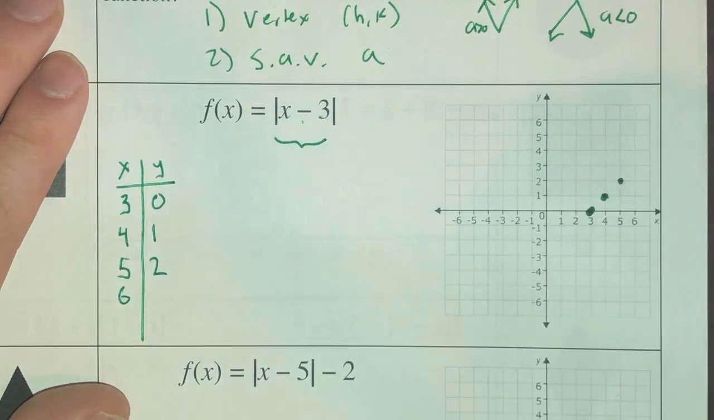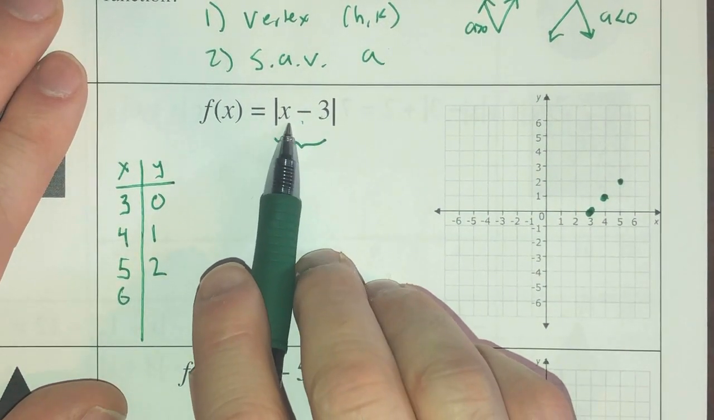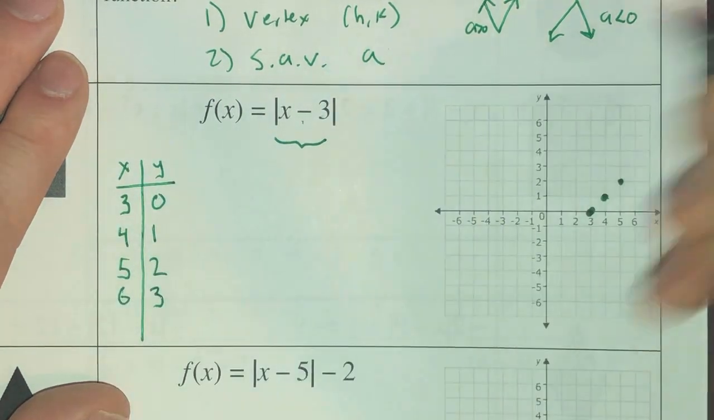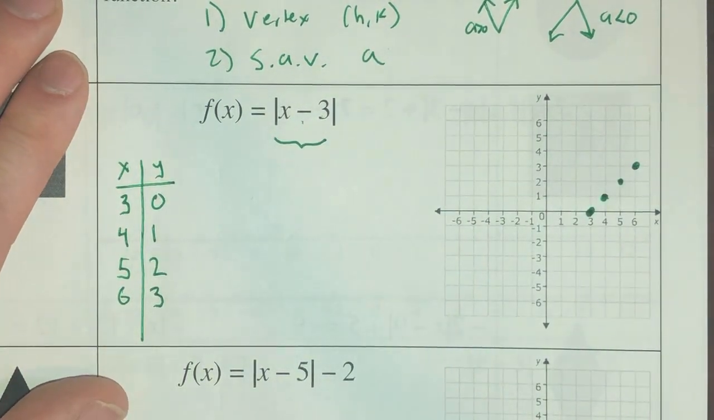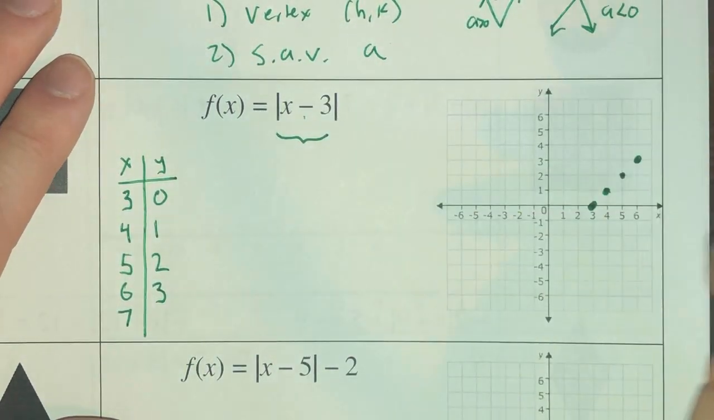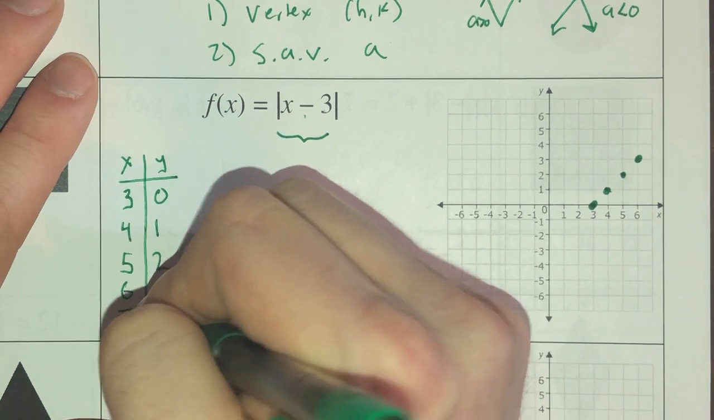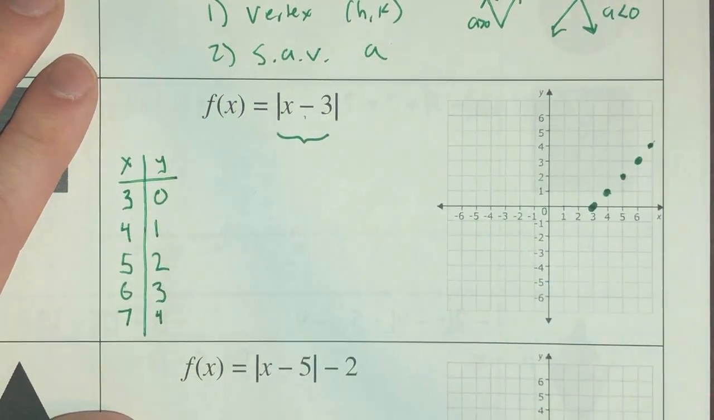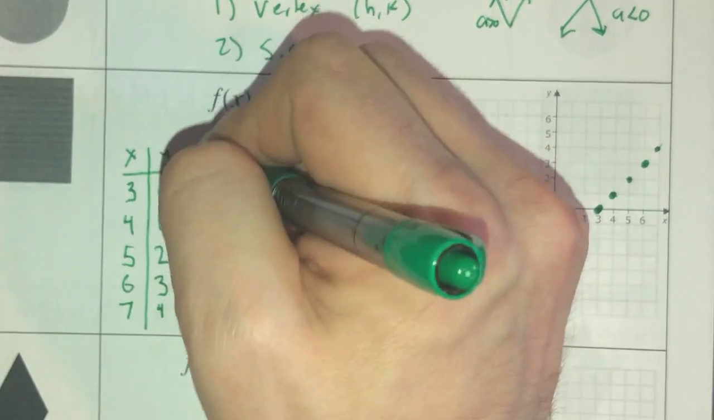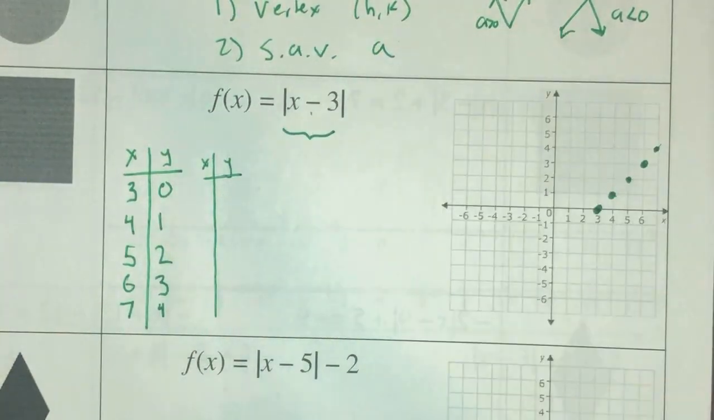Okay, absolute value of 6. So we got 6 minus 3 is 3. Absolute value of 3 is 3. Nothing to add on. And just for giggles, I'll put in 7. 7 minus 3 is 4. Absolute value of 4 is 4. Nothing to add on. Now I'm on the end. So now let's go to continued.